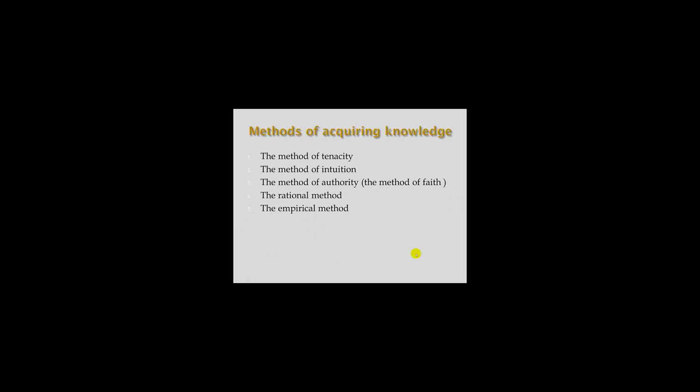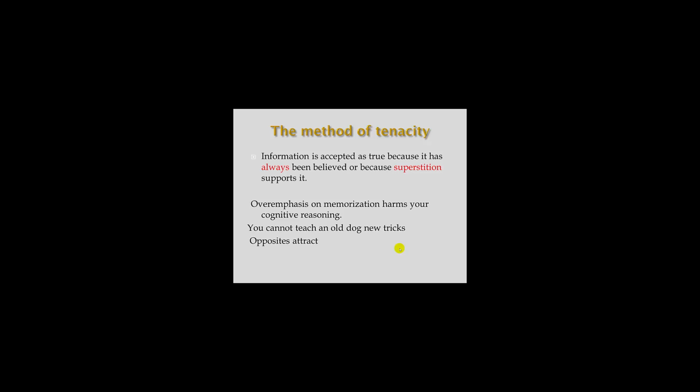And the next major topic in this chapter is the methods in which we learn, or the methods in which we find the answer to our research questions. 5 methods are listed in this section. One is the method of tenacity. The method of tenacity is the kind of things that we learn from other people, from our parents, friends, some generalizations that we have. For example, they say opposites attract. This is something that we believe and we never ask why.